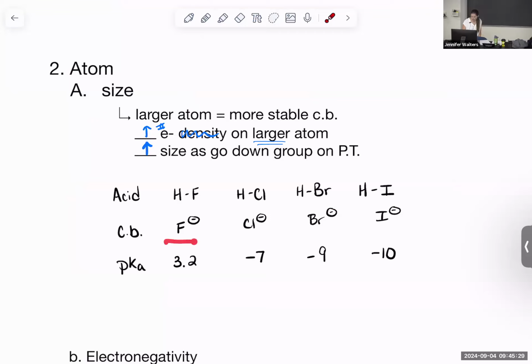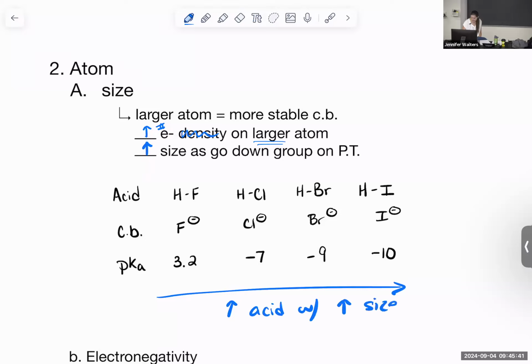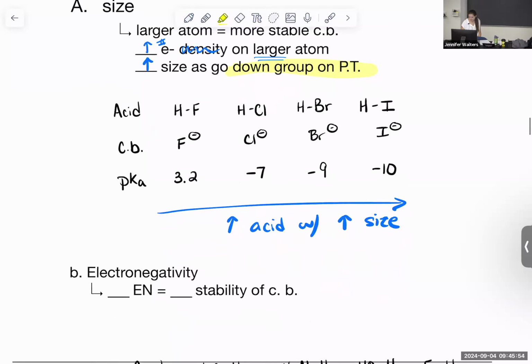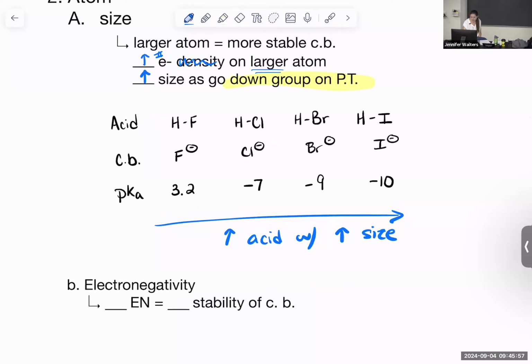As we go from our fluoride to our iodide, our pKa decreases, so we are increasing the acid strength with increasing size. That's when we are comparing going down a group on the periodic table. So if you're comparing two atoms that are in the same group, in the same column, you're going to use size. When you compare two atoms that are in the same row, you're going to use electronegativity.